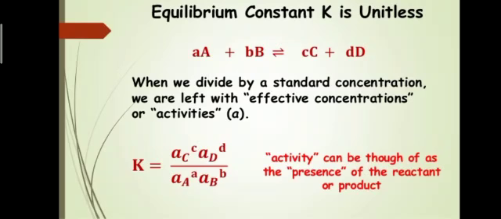So in case of an equal number of moles of reactants and products, Kc will have no unit. In case the number of moles of products is greater than the number of moles of reactants, Kc will have a unit. In case the number of moles of reactants is greater than the number of moles of products, Kc will also have a unit.